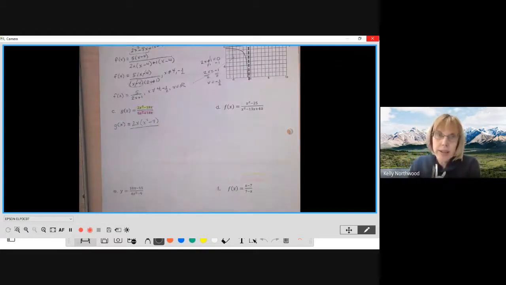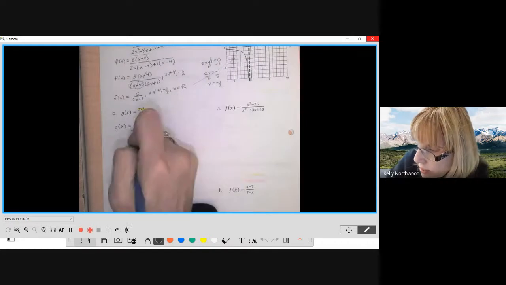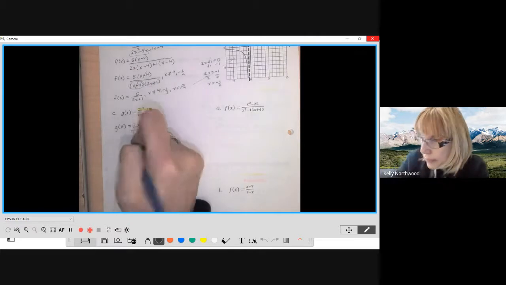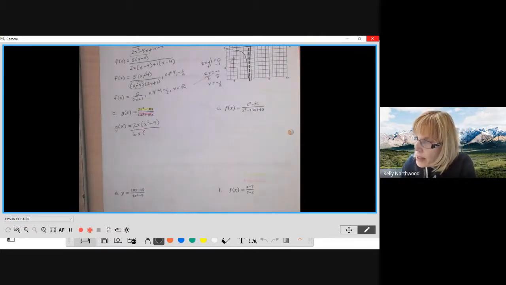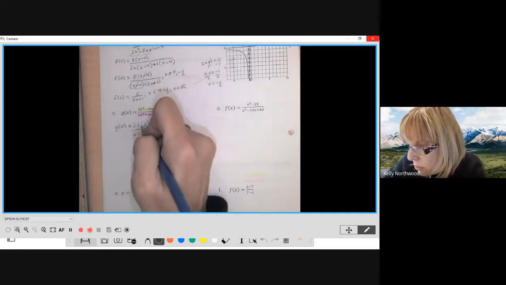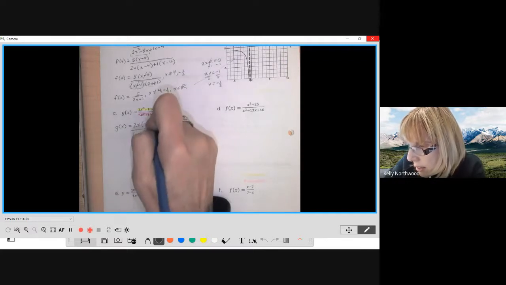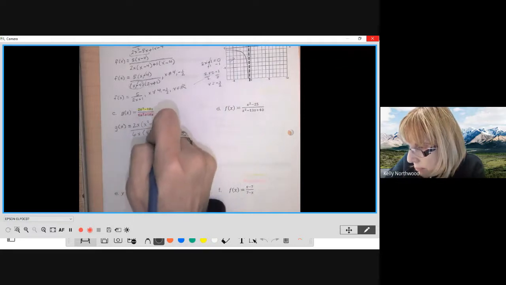And in the denominator, 6 goes into 18, so 6 is going to be common, and there's an x in both of them. And then if I common factor that through, 6x squared divided by 6x is x. And then positive 18x divided by 6x is positive 3.